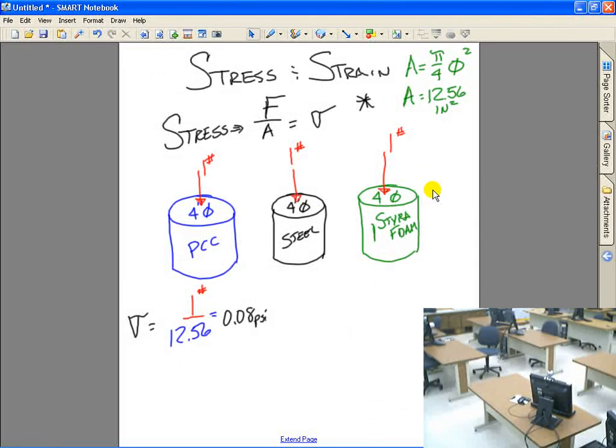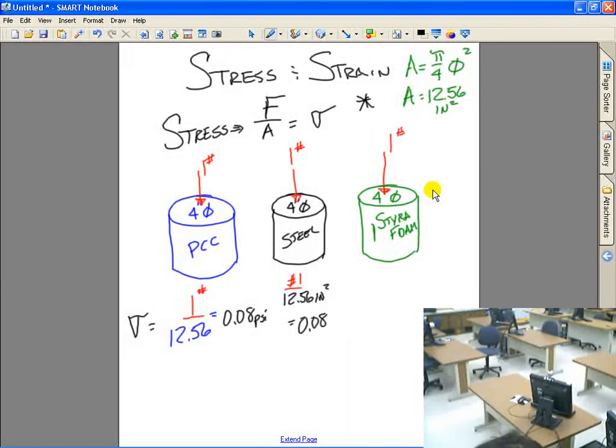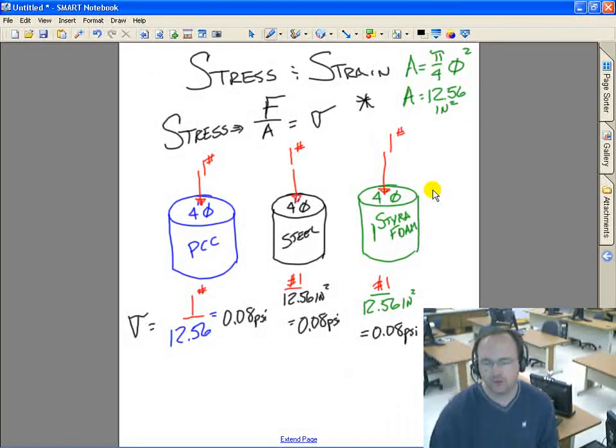psi. Over here I have 1 pound divided by 12.56 inches squared of steel, which once again causes me to have a stress of 0.08 psi. And finally I have 1 pound on top of styrofoam, and the styrofoam has an area of 12.56 inches squared, which once again produces a stress of 0.08 psi. What does this show us?